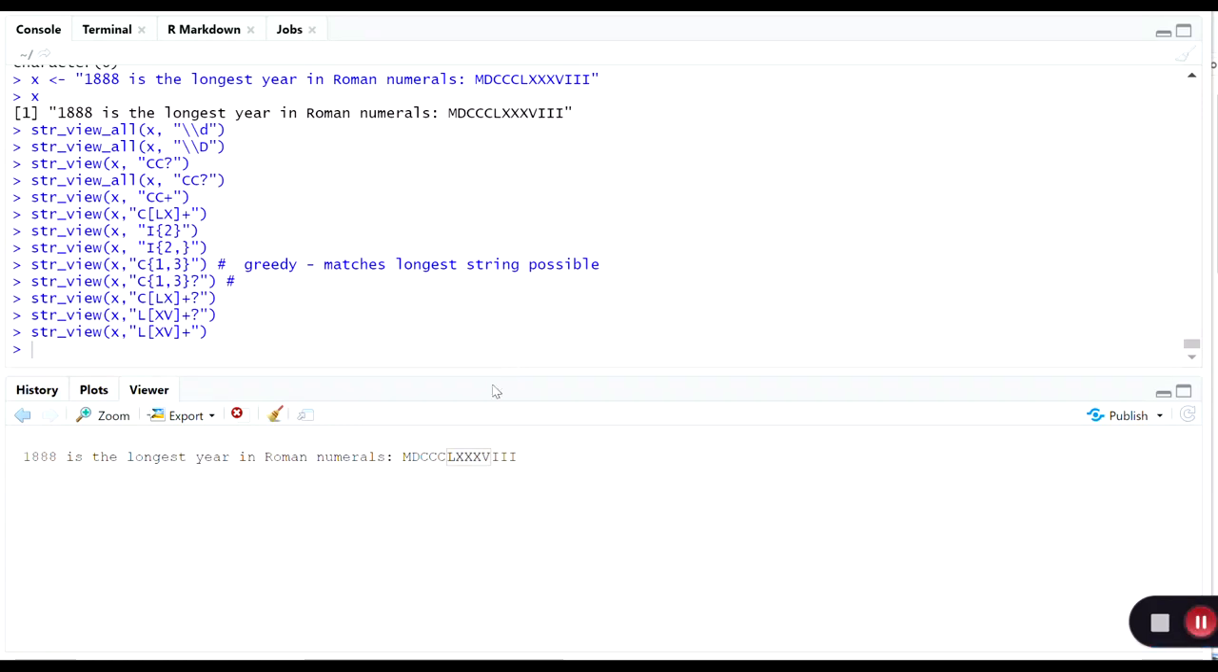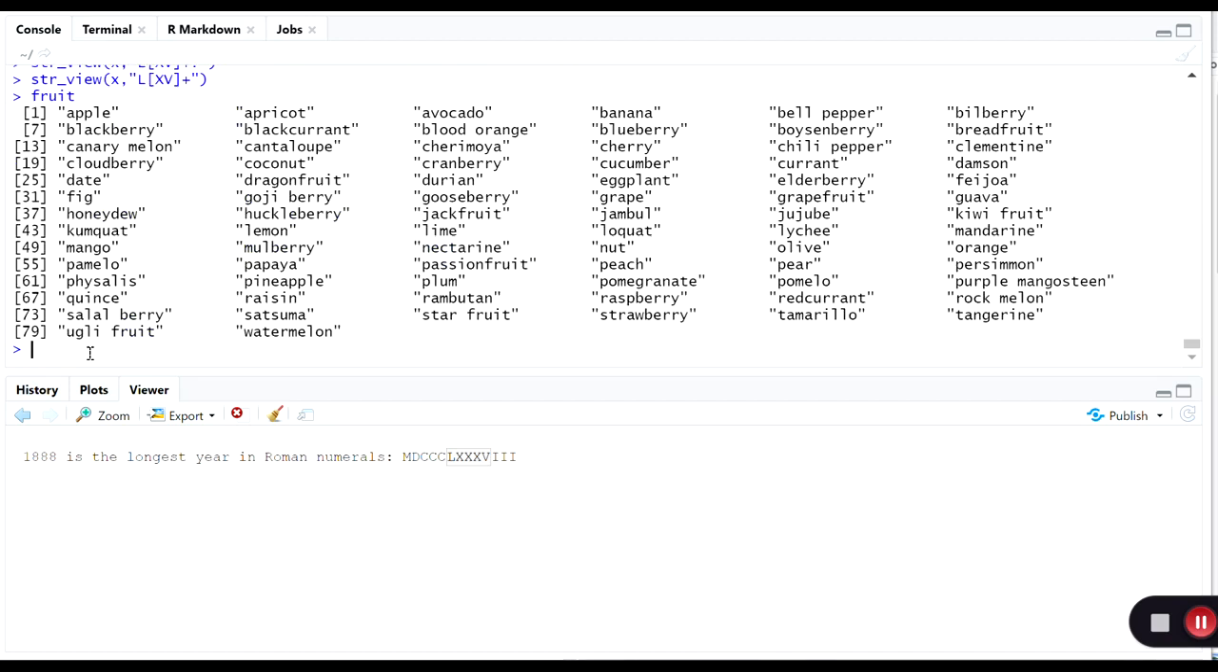To video 7 of stringr processing. In this video we're going to look at grouping and backreferencing. So we're going to use the built-in data set called fruit. If you look at fruit, it's got a bunch of different fruits out there. So we will look at that and we can view.